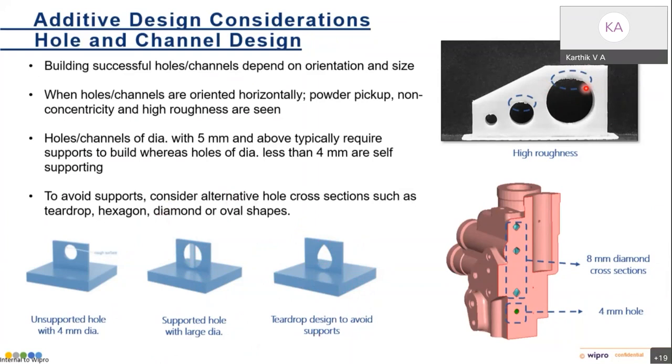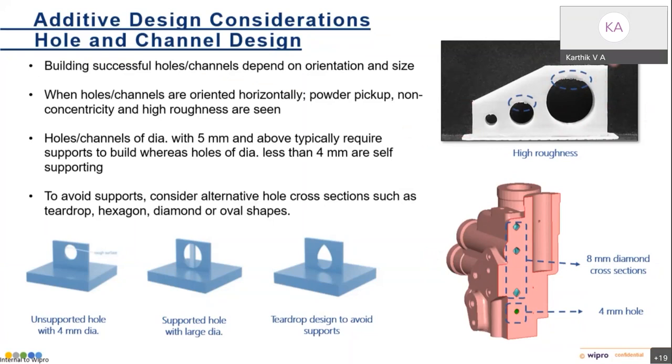Additionally, it is possible for us to basically make the circular hole into a diamond shaped design. So if you have a diamond shaped design like shown over here, you will find that since the angles are all more than 45 degrees, they become basically self-supporting. And once the fabrication is done, you can machine it to get a circular diameter hole. So these are ways that we need to consider how to design the component, especially when you're building it in, say, this sort of a build direction.